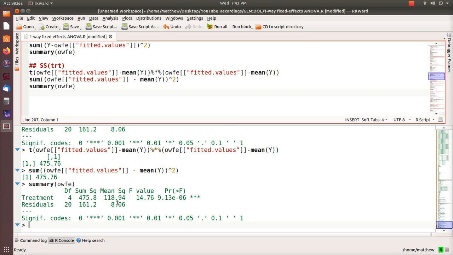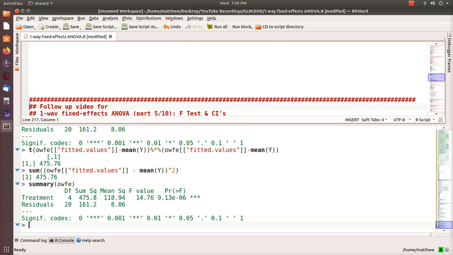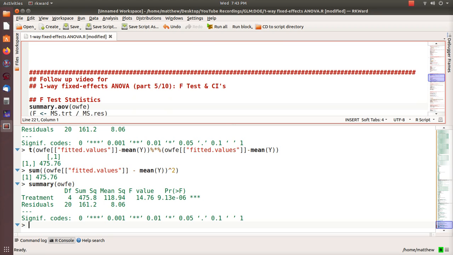And then the rest of the table is actually sum of squares divided by degrees of freedom, sum of squares divided by degrees of freedom, and everything just falls out. And you can watch part 3 for more detail on that. So next we're going to illustrate part 5 in R.